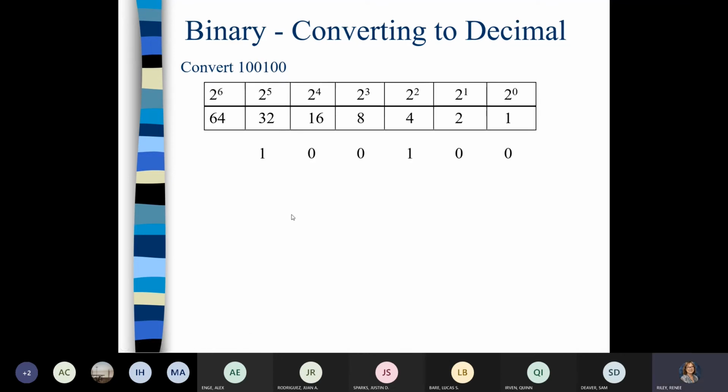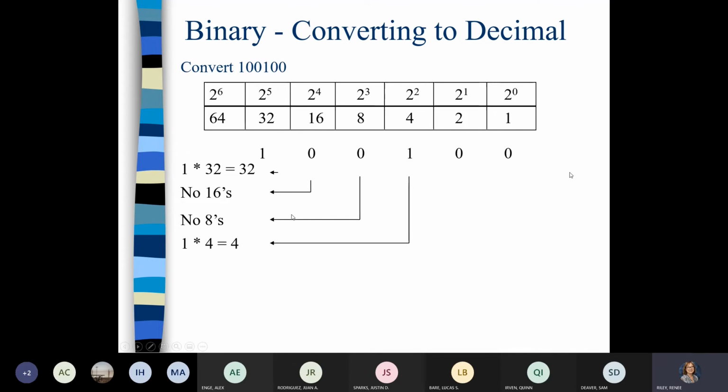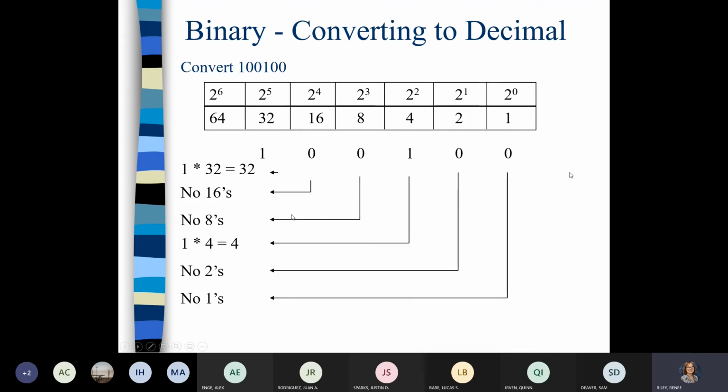So easy enough. What's this one? 100100. I'm going to line it up. 36. My 32 bit is on and my 4 bit is on. So those are the only ones I would need to add up. Pretty easy once we have our powers of 2 written down. Okay, do that half of the practice sheet. See if you're pretty clear on those.